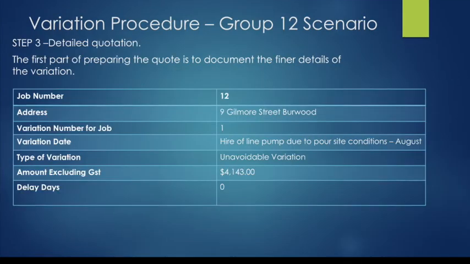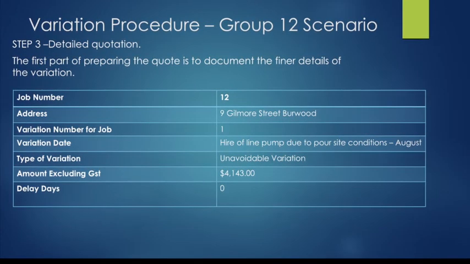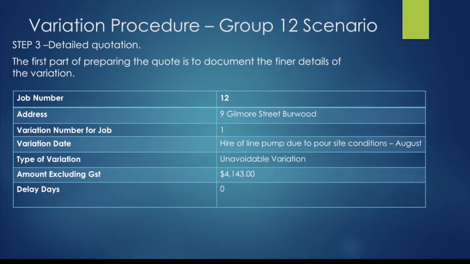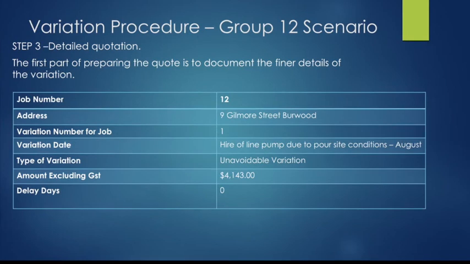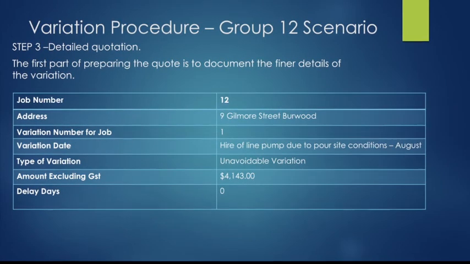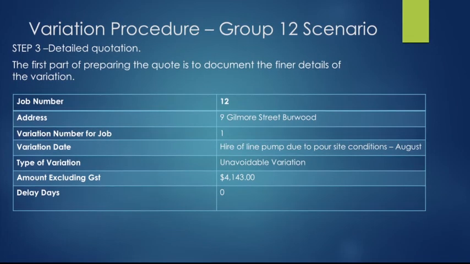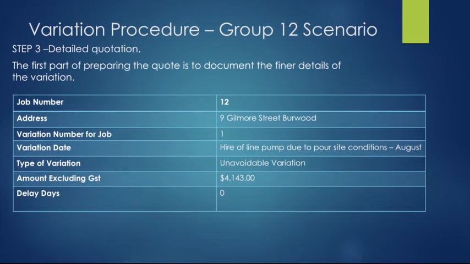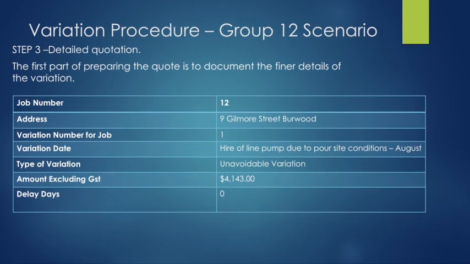In step 3 of the variation process, this is when a detailed quotation is prepared. The first part of preparing the quote is to document the finer details of the variation. This includes things such as the job number, the address, the number of variations this job has had, date of the variation, the type of variation, the total cost, and also the amount of delay days the variation will cause this site.